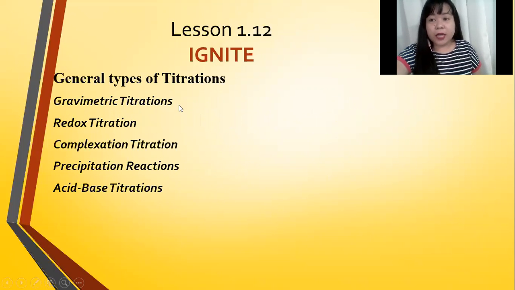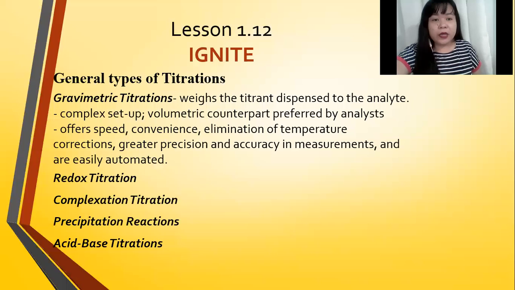Here we have the general types of titrations. First, we will look into the gravimetric titrations. In gravimetric titrations, the titrant dispensed to the analyte is weighed. It's a complex setup, therefore the volumetric counterpart is preferred by analysts. However, this technique offers speed, convenience, elimination of temperature corrections, greater precision and accuracy in measurements, and is easily automated.